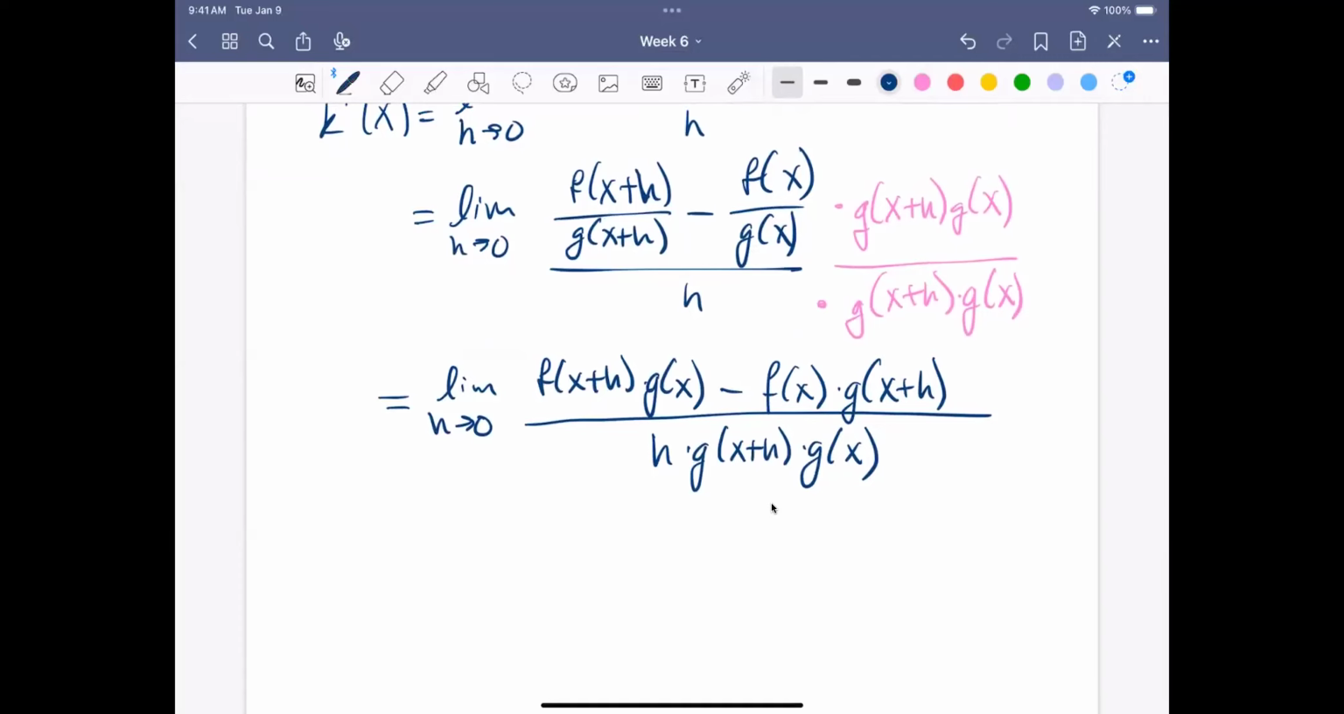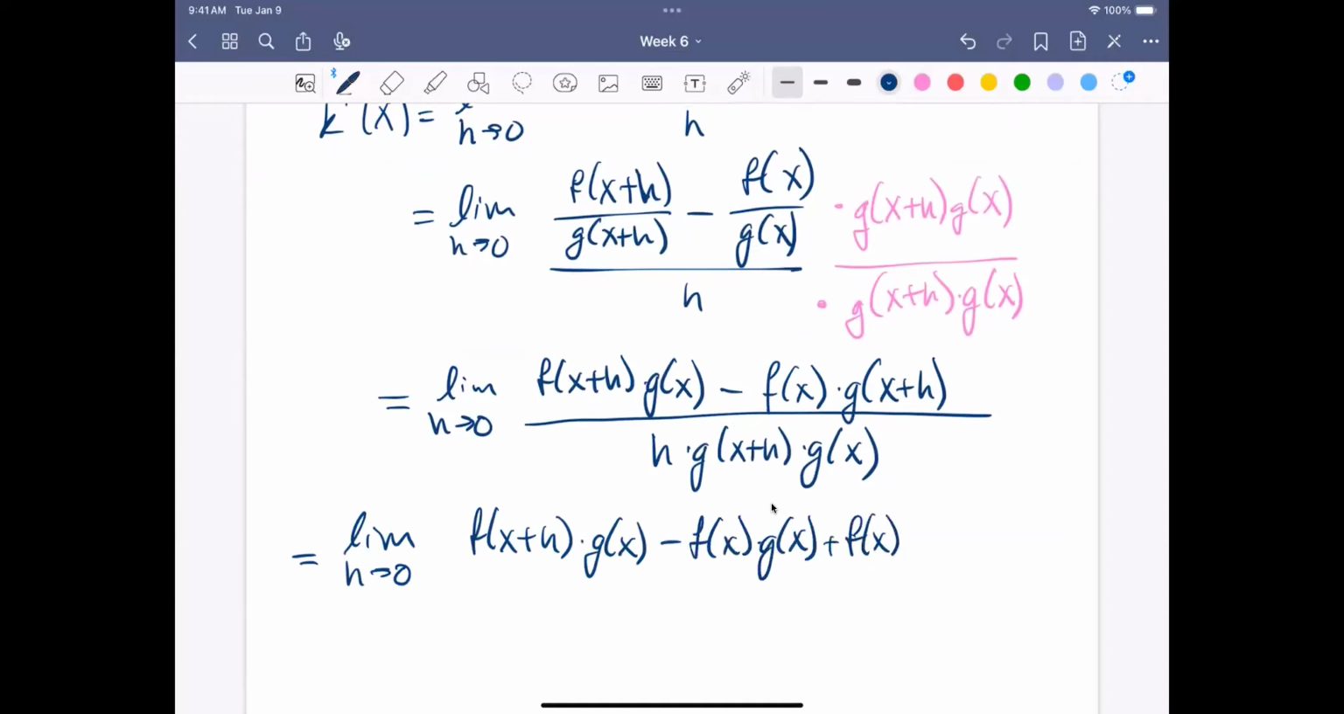So again, I have these two terms that I can't quite pull apart, a derivative of f and a derivative of g. So again, I'm going to do this adding a funny zero in. In this case, my funny zero is going to look like f of x times g of x, adding and subtracting that. I'm going to add and subtract that term, and then I still have my minus f of x times g of x plus h.